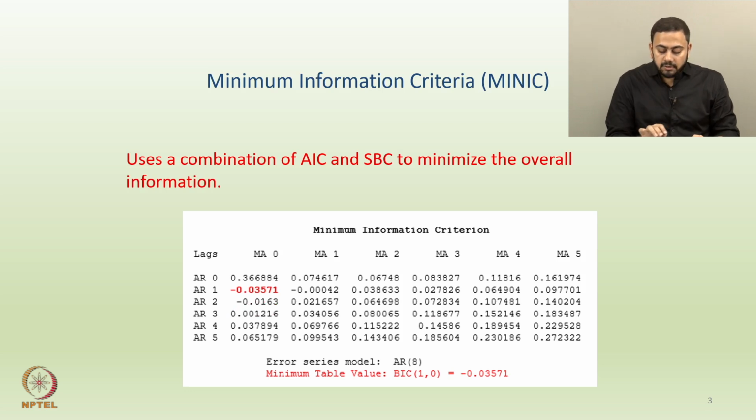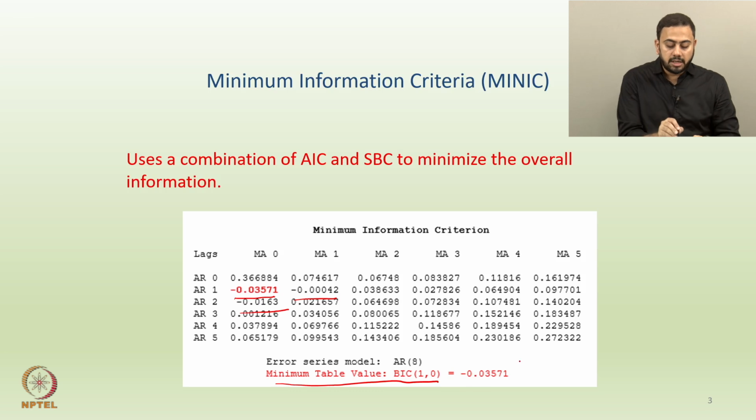Okay. Obviously, many of the values are positive and you have a handful of values which are negative, for example, this one, that one and this one, but even out of those negative values this is the most negative. Okay. But you should remember one thing, that these values are not based on SBC alone, but use a combination of AIC and SBC. So, here you can see the comment in red that the minimum table value based on BIC 10 is nothing but minus 0.03571, which corresponds to AR1 and MA0 as the orders, right.